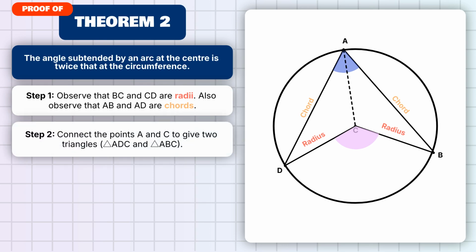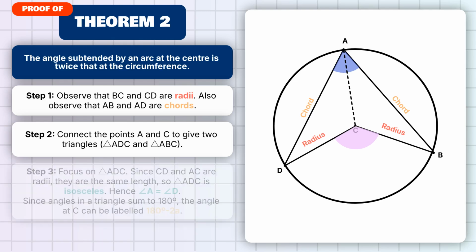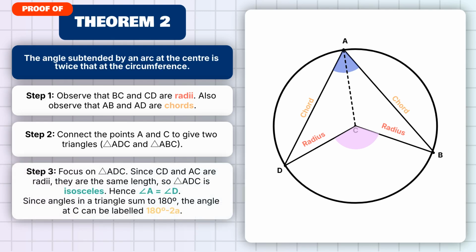Let's now connect the points A and C to give two triangles, ADC and ABC. Let's first focus on triangle ADC. We know that CD and AC are radii, so this is an isosceles triangle. Accordingly, angles A and D are equal. So let's label them both as A. Since angles in a triangle add to 180, we can also label C as 180 minus 2A.